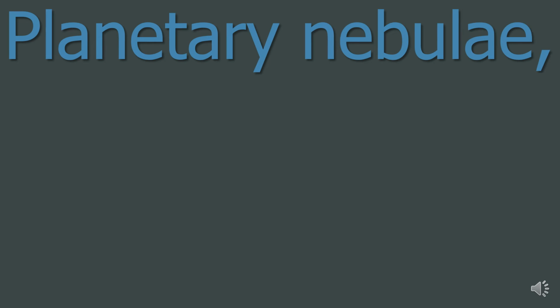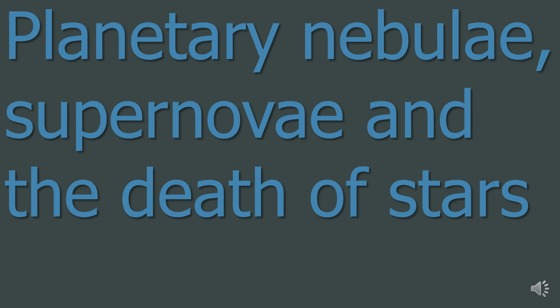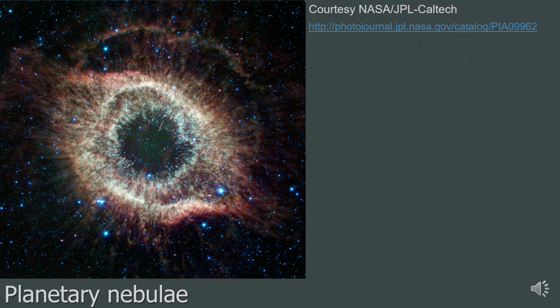3. Planetary nebula, supernova, and the death of stars. Planetary nebulae are formed when a red giant turns into a white dwarf. Planetary nebulae don't make planets. They are associated with the death of stars. The massive explosion when red supergiants either create a neutron star or black hole are called supernovae, and are associated again with the death of stars.